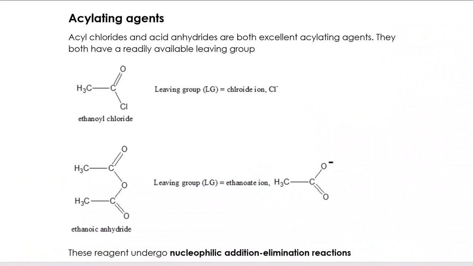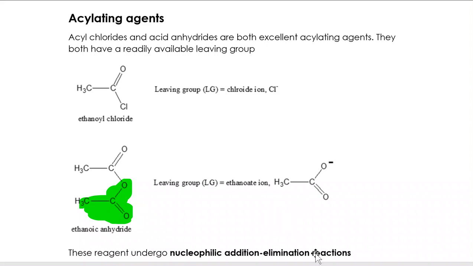Now let's move on and take a look at acylating agents. Acyl chlorides and acid anhydrides are both very good at this because they have a readily available leaving group. In ethanoyl chloride, we're going to lose the Cl-, and in ethanoic anhydride, we lose the entirety of this here, which is, in a sense, replacing what the Cl is in acyl chloride. We're seeing the similarities between the two.